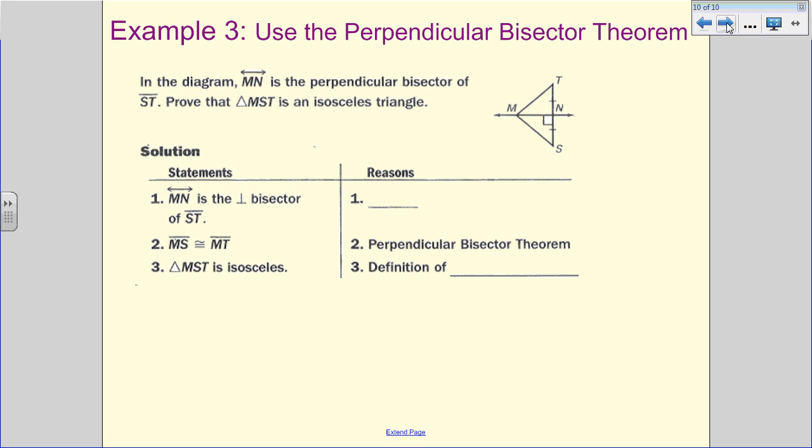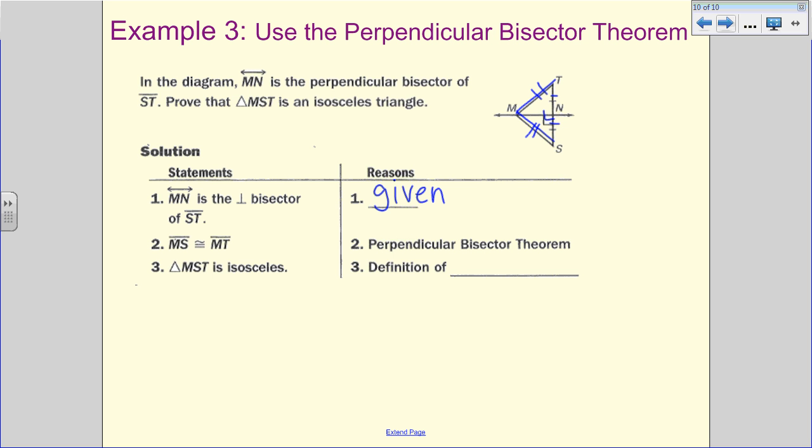All right, our last one, we're going to use this perpendicular bisector theorem in a proof. In the diagram, MN is the perpendicular bisector. I know that because there's a 90-degree angle, and I have my congruent segments. So MN is the perpendicular bisector of ST. That's given. What I'm trying to do is prove that these two triangles are congruent. So that means MS is congruent to MT. Remember, we said that if I connect M to the two endpoints, I create congruent segments. So M connected to S was congruent to M connected to T.